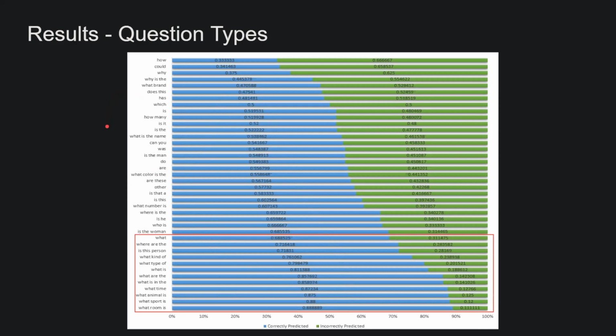The biggest takeaway of this figure is that the model had good performance on what or where types of questions, where the questions directly address an object that can likely be seen in the given image, which is to be expected. And as we were expecting, the model struggled with questions that require a higher level of understanding of the scene.